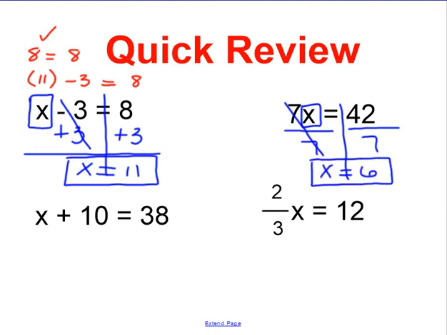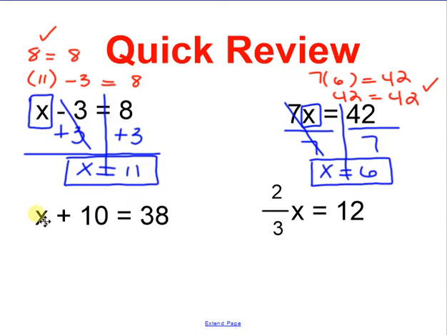And as always, you should go back and check. So 7 times 6 equals 42. 7 times 6 is 42. 42 equals 42. The solution works. Alright, let's move down here.